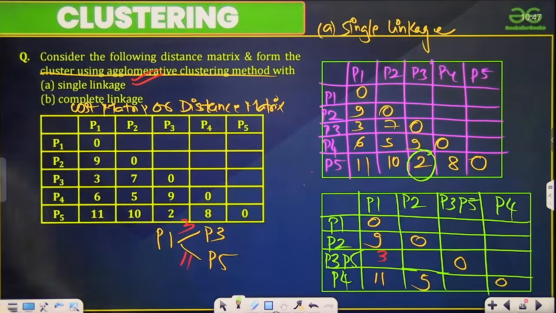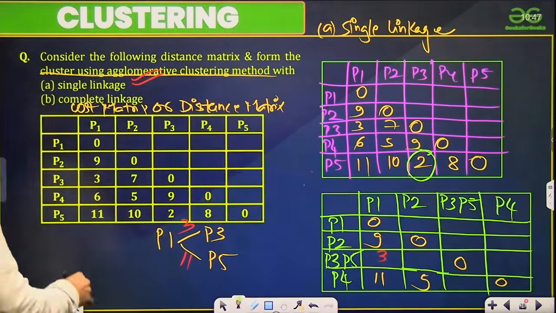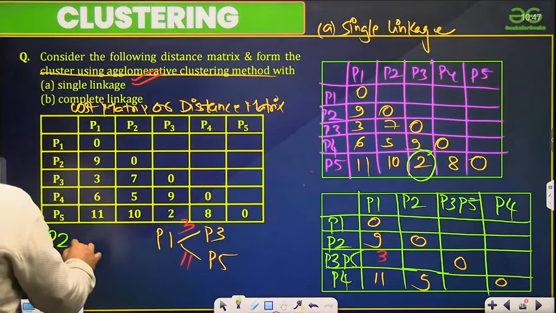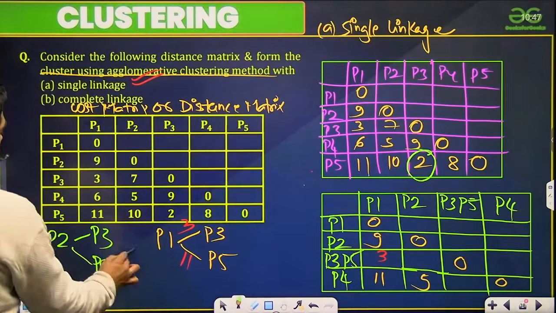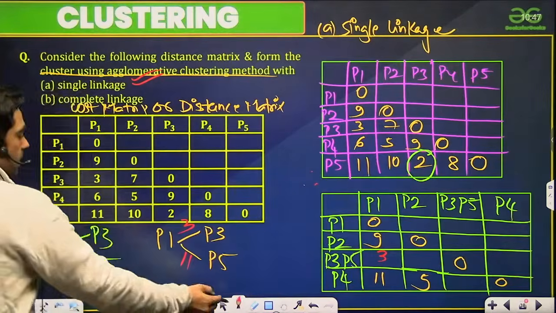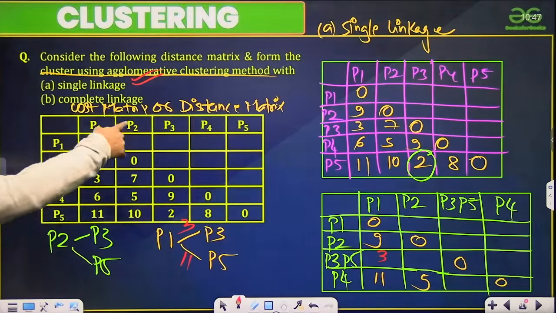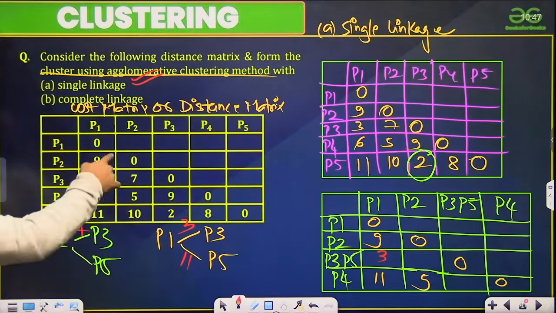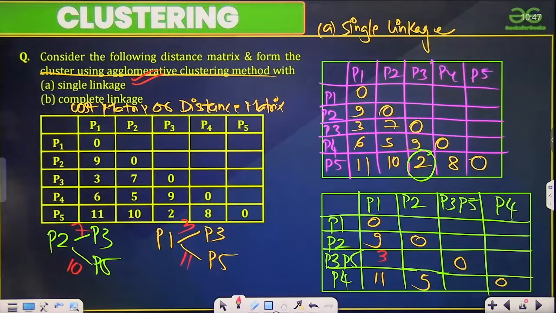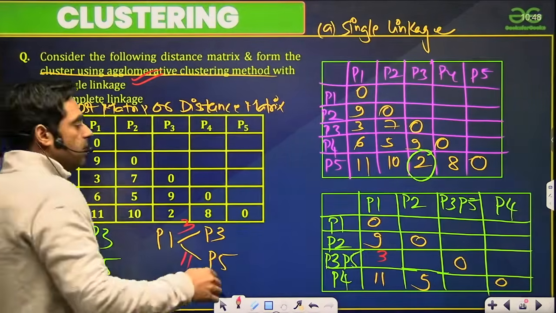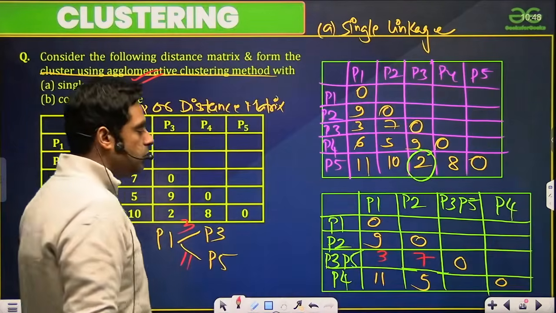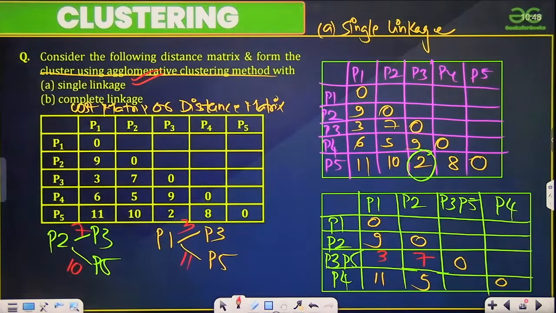After this I have to select the minimum distance of P2 from P3 and P5. So what is that minimum distance? The distance between P2 and P3 is 7, and the distance between P2 and P5 is 10. So what shall be the minimum one? The minimum one would be 7. So the distance between P2 and P3 would be 7.